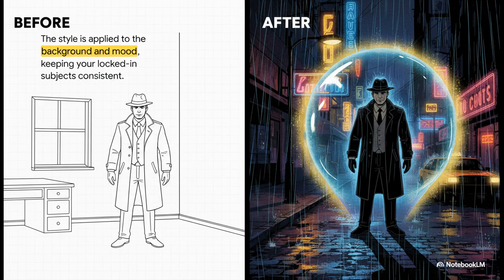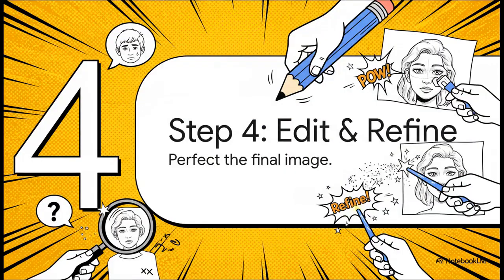Now, this is a really important point, so listen up. The style gets applied to the environment, the background, the lighting, the whole mood of the image. It does not change your locked-in characters. This is so cool, because it means you get that consistent visual feel across your whole project without messing up the characters you worked so hard to create. Okay, so you've used the system. You have your image with the perfect subject, scene, and style. But maybe it just needs a little fine-tuning.